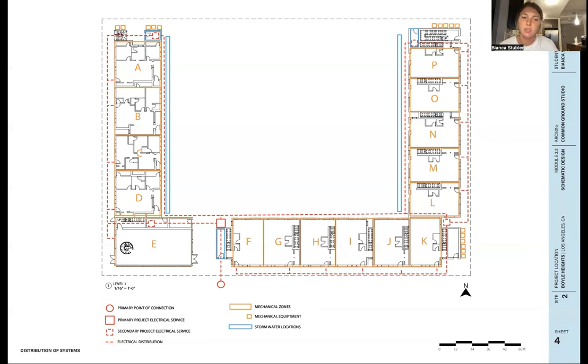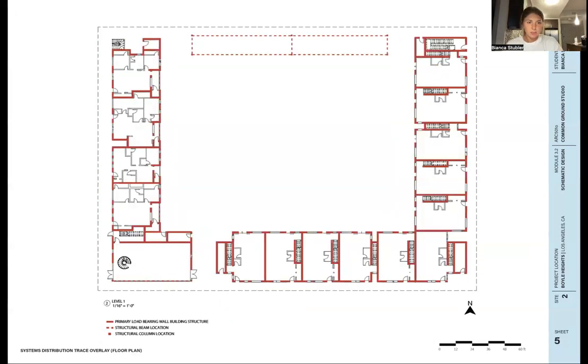And then the dotted lines are just the distribution of the electrical system. And then in orange, I have my mechanical zones. The small orange boxes are the mechanical equipment, and all those will be stored underground. And then in blue are my stormwater locations, which are those green spaces up above, and then where it travels to be on the field and actually provide that watering on the field itself.